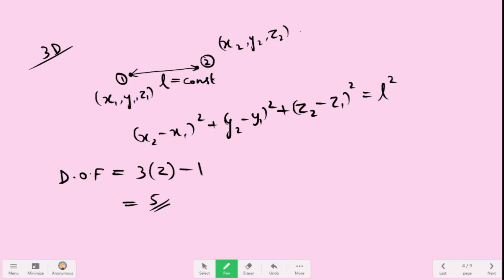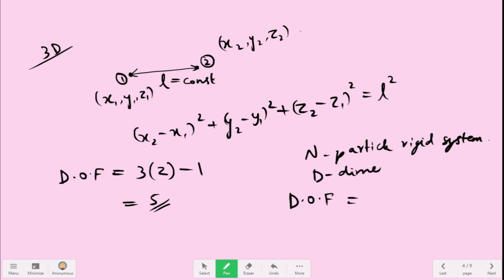Now for an n particle rigid system, it may be difficult to find the number of constraints, and therefore we use an already developed formula for finding the degree of freedom. This is in d-dimensional space. For an n particle rigid system, we have degree of freedom is equal to d into d plus 1 divided by 2.